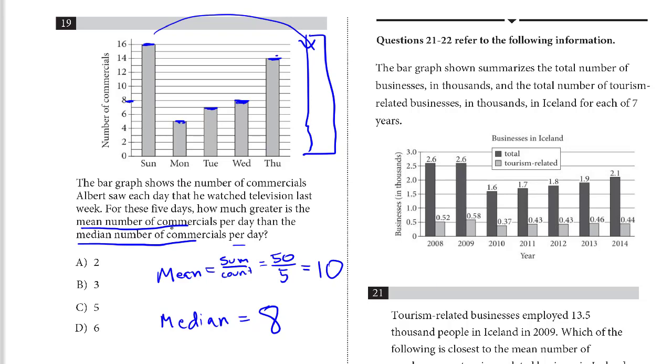So the difference between the mean and the median is 10 minus 8. Our mean is 2 greater than our median. The correct answer for 19 is A, 2.